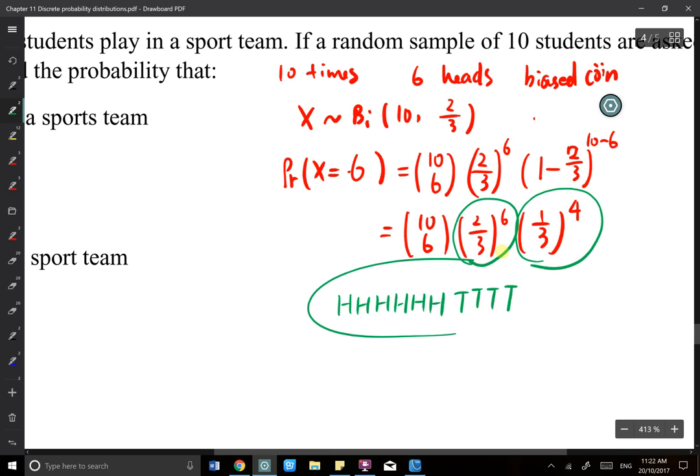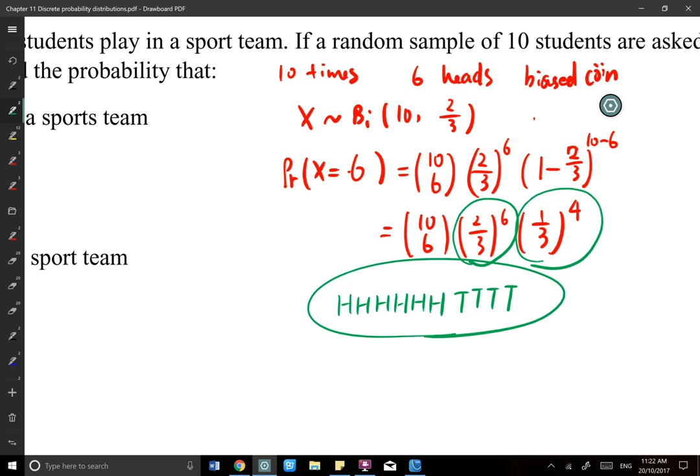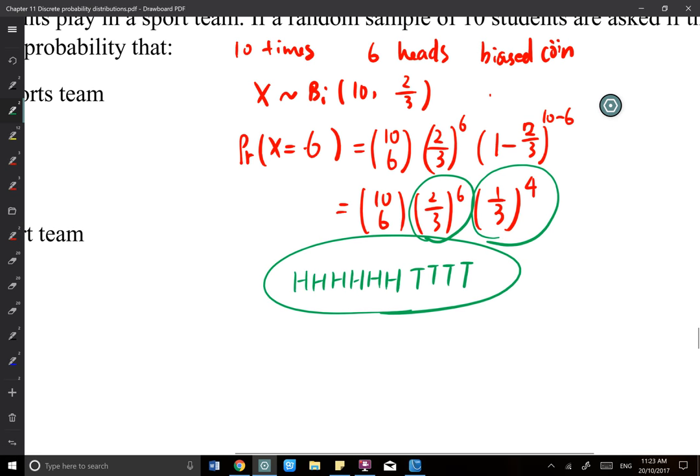HHHHHHTTTT. Okay, this is one of the possible outcomes I should have. So what's the probability of getting that outcome? It is 2/3 times 2/3 times 2/3 times 2/3 times 2/3 times 2/3, six 2/3s, and then times 1/3, 1/3, 1/3, and 1/3. I have four 1/3s.